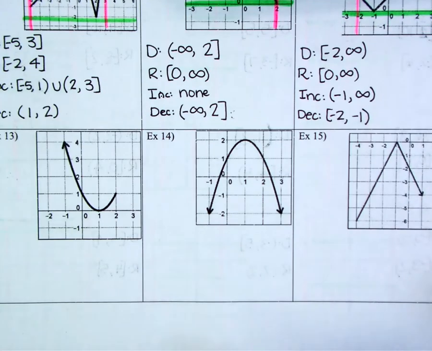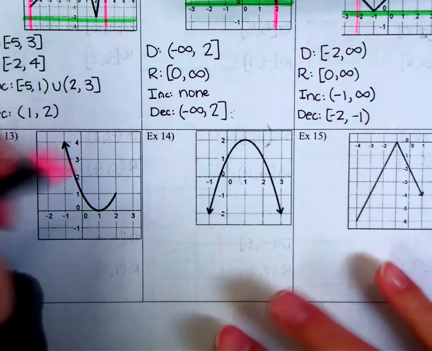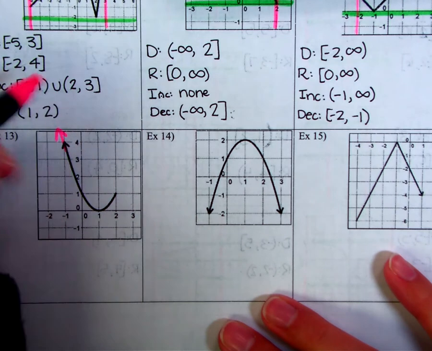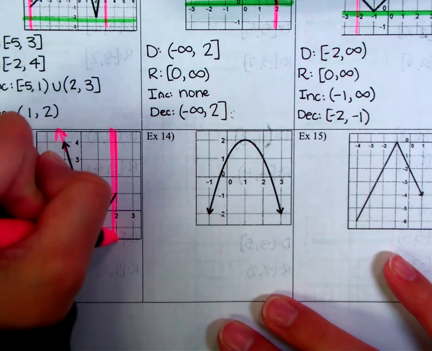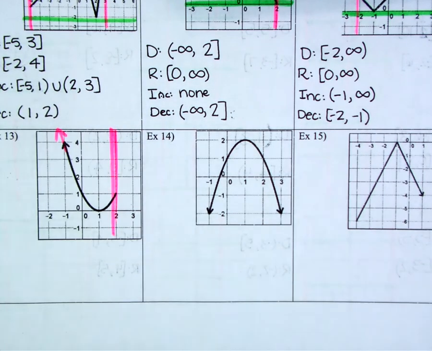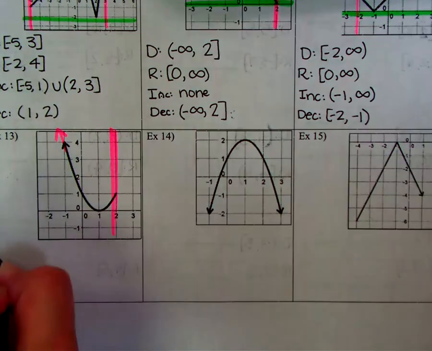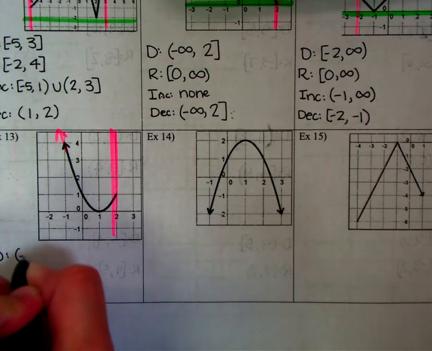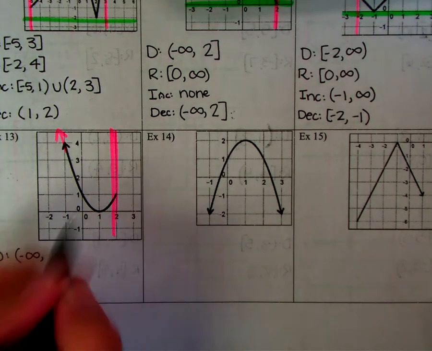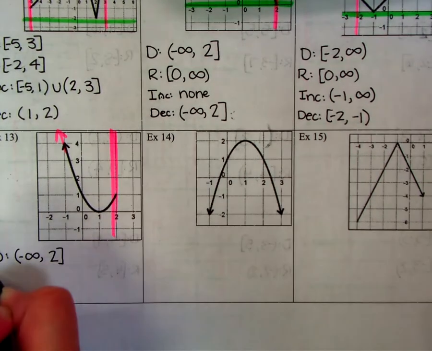All right, 3 more. So domain, we got an arrow on the left side, so I know it's continuing forever. So my smallest value is going to be -infinity, and I know it stops at +2.